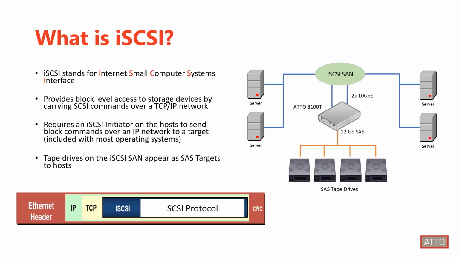Before we talk more about the 8100T, I would like to first talk about the iSCSI protocol. iSCSI stands for Internet Small Computer Systems Interface. It provides block-level access to storage devices by carrying SCSI commands over a TCP/IP network, which allows SCSI-based devices to appear as SAS targets to the host even though they are connected over Ethernet connections. This means that tape applications do not see any difference in the connection, and therefore, there is not any need for any special networking license in your software to operate your tape libraries over the network.